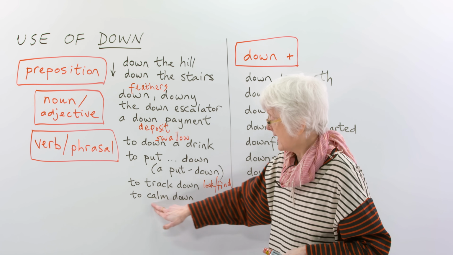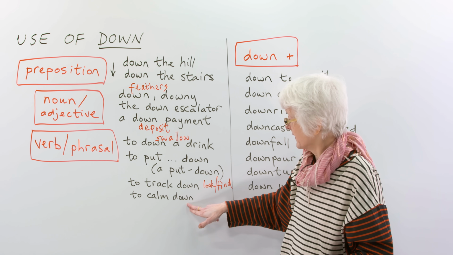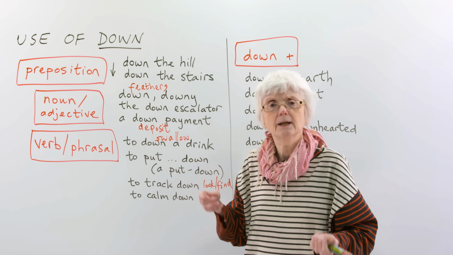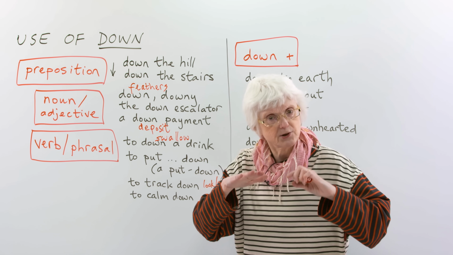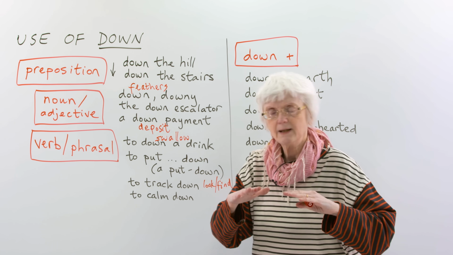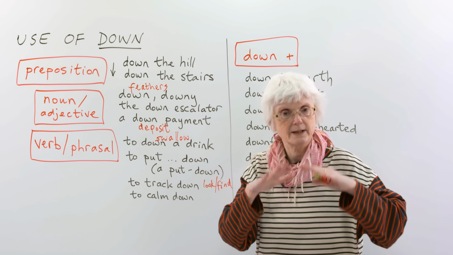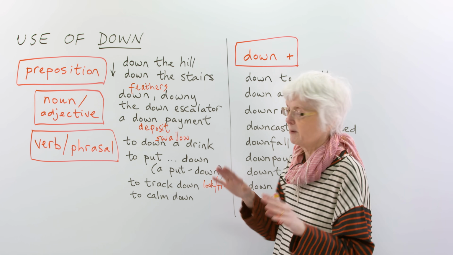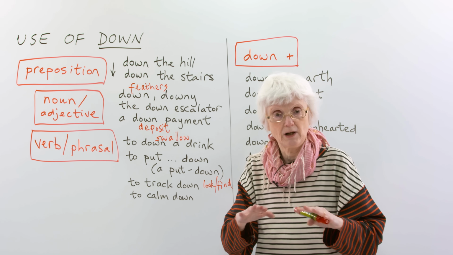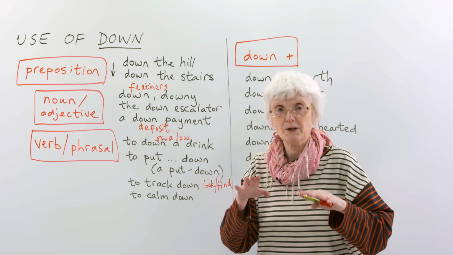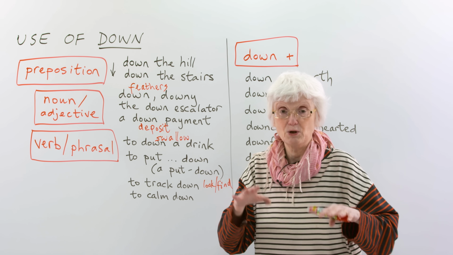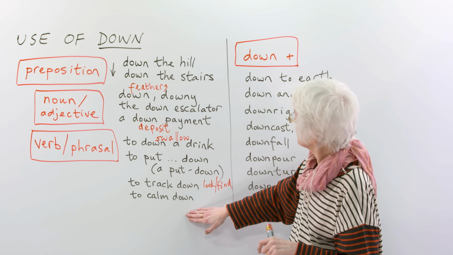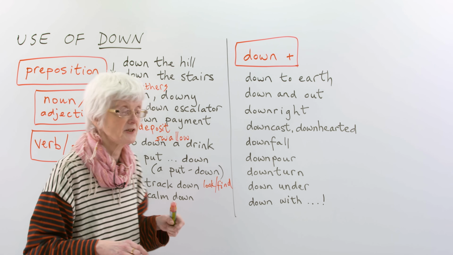Okay, and then to calm down, if someone is very upset and angry and shouting, people might say, please just calm down, calm down. So they're trying to make them quiet again, get back to normal, calm down. And people speak quietly to try to make the person be a bit quieter and not so angry. Okay, calm down. Right, okay, so moving on to the second column here.